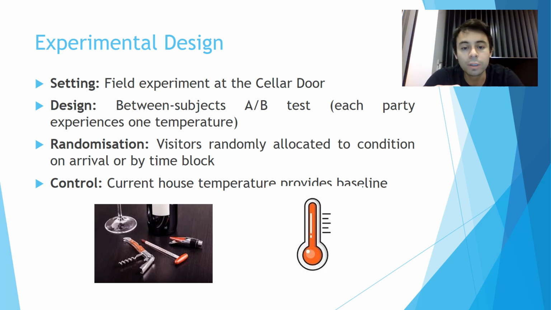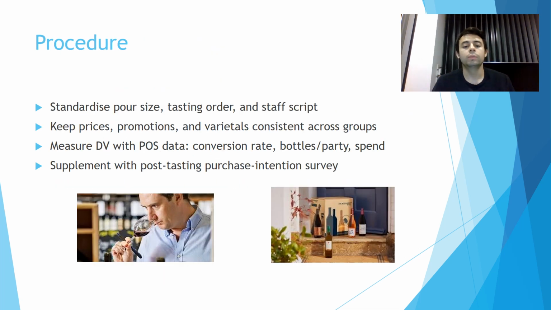A control condition, like wine served at the current house temperature, will provide the experiment a baseline that will be very useful to make the comparison. So, the procedure. To maintain great consistency and make it very accurate, all the visitors will receive the same pour size. As Australian rules mention, this should be one standard drink.